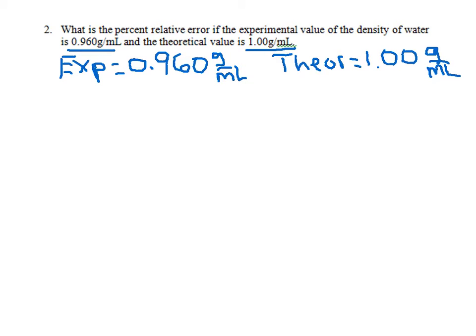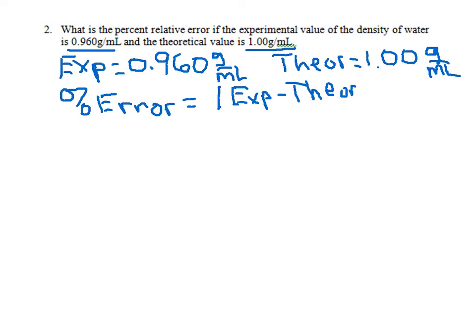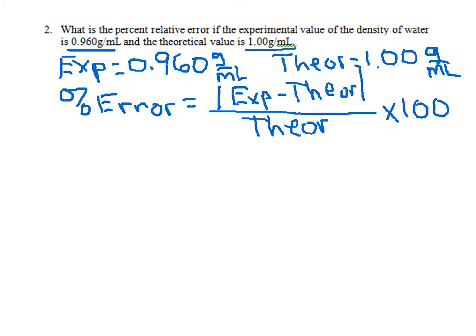Now, what this problem wants you to find is going to be the percent relative error. The formula for this, we write as percent error equals the absolute value of experimental minus theoretical, whole thing's an absolute value, over the theoretical. And to put it into a percent, you multiply by 100. All we have to do at this point is plug in some numbers.